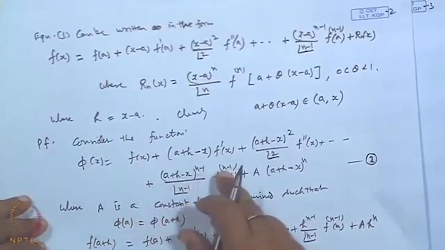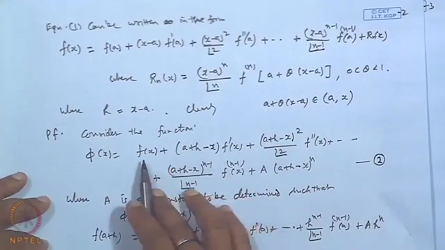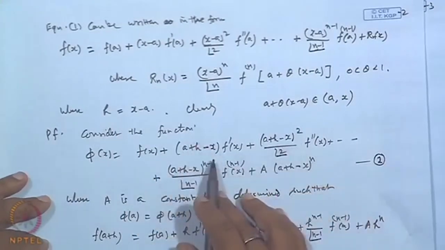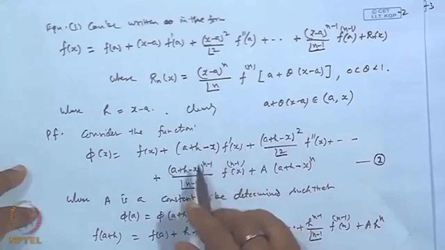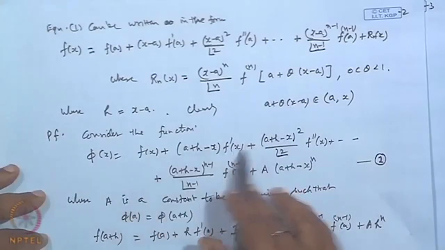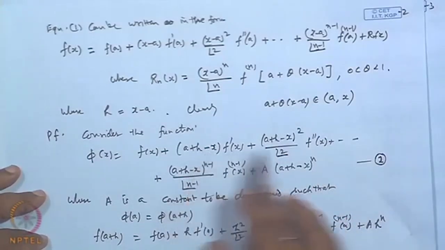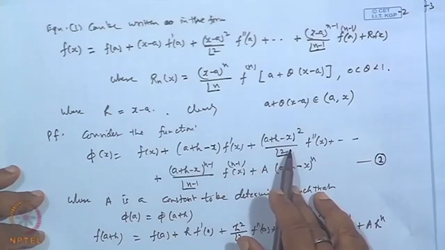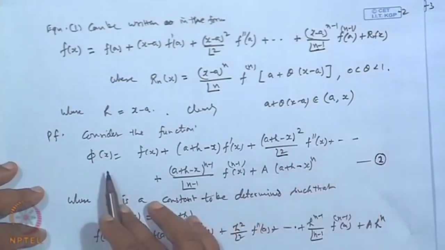Why? If you look, the function phi is basically an expression which involves the function f(x) and terms like (a + h - x) or (a + h - x)^2 and so on, along with the one term x to the power n. Since the function f(x) and its derivatives up to order n - 1 are continuous, and these terms of the type alpha x plus beta x to the power n are continuous functions, the product of each term will be continuous. So phi will be continuous.